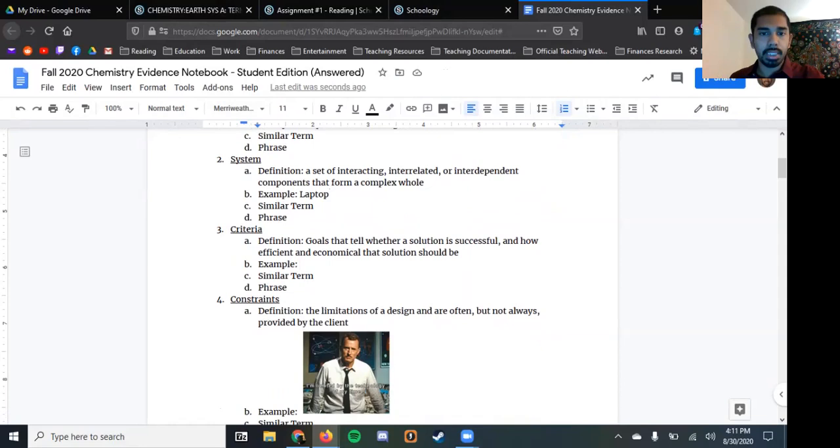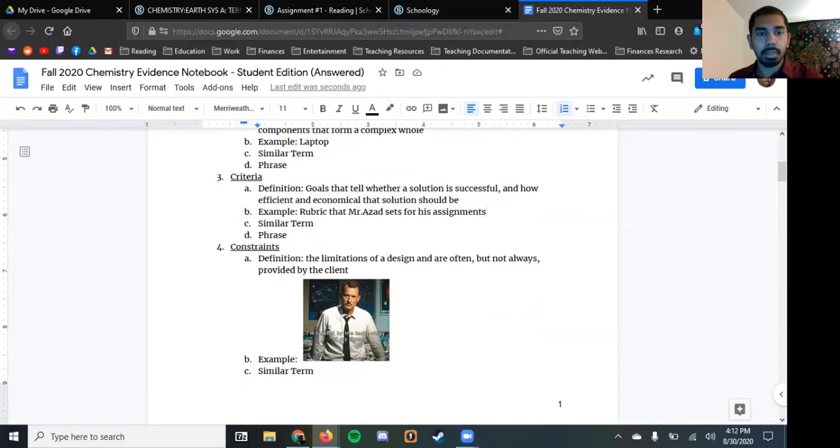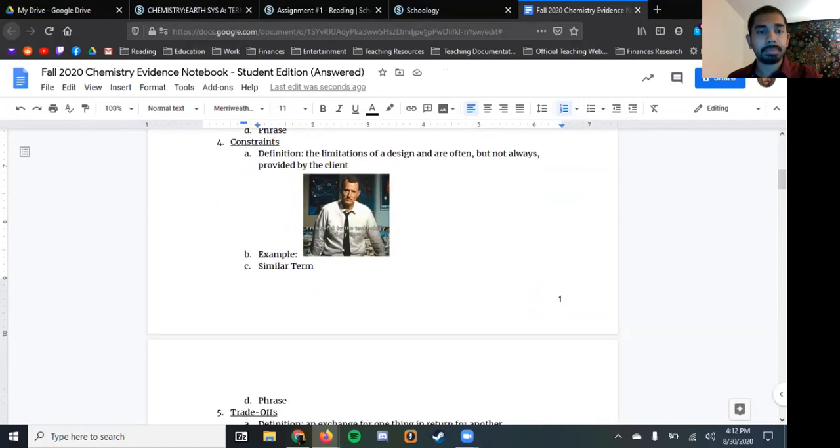Criteria. Goals that tell whether a solution is successful and how efficient and economical that solution should be. In this case, an example of a criteria would be like a rubric that I post. Here's assignments. That's an example of criteria because to meet my rubric is to meet my goals that tell you whether your assignment is successful and how well you did it. So rubrics are a solid example of criteria.